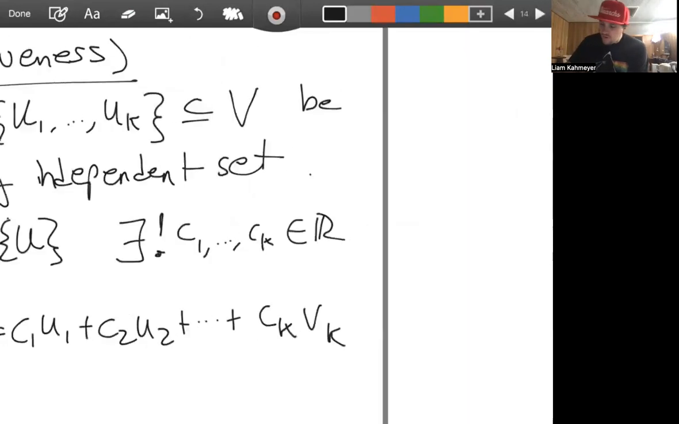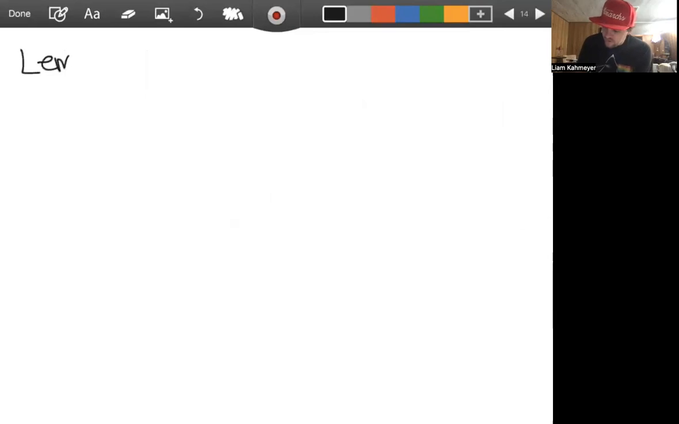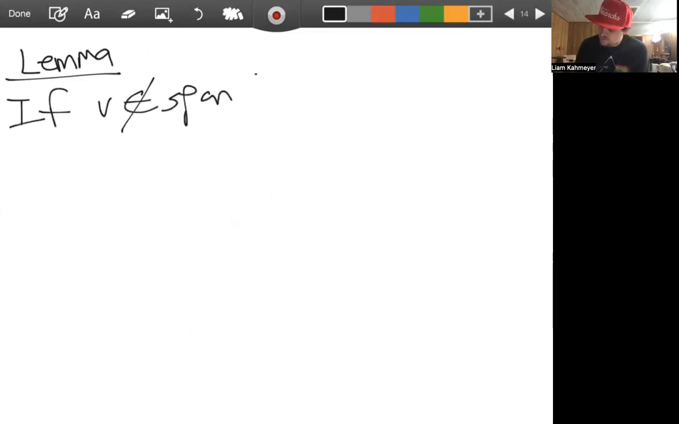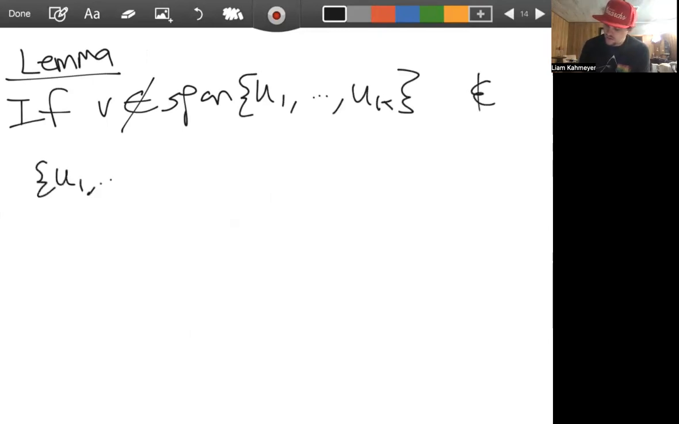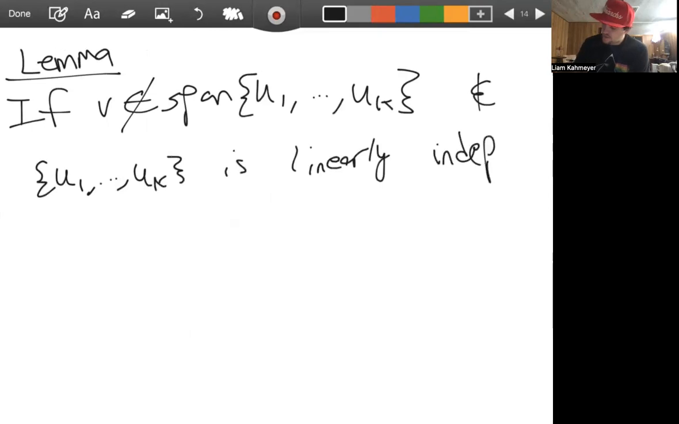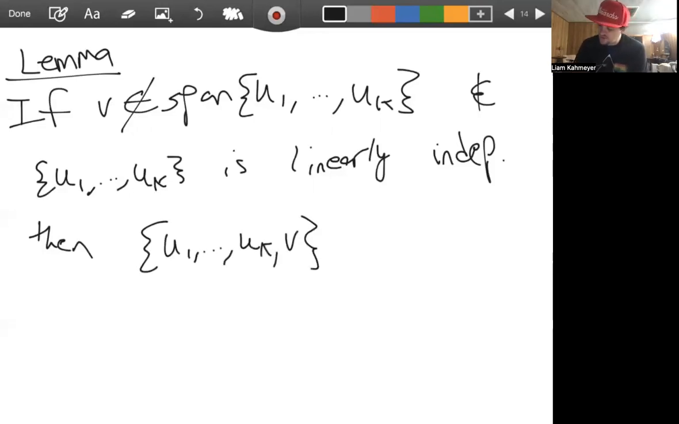So what can we do with this? Well, we can prove the following lemma. We have that if for some vector v not in the span of, say, u1 through uk, and u1 through uk is linearly independent, then if you add v to the collection, u1 through uk and v is also linearly independent.